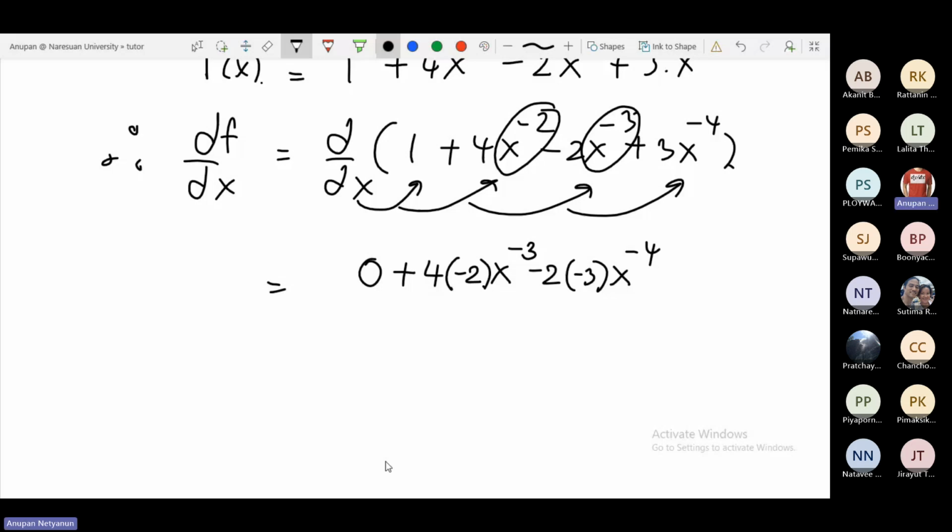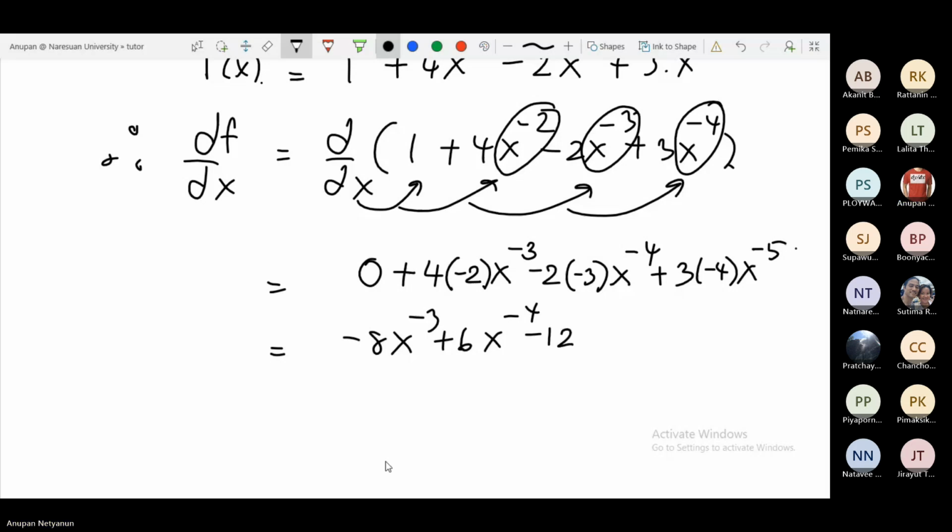Similarly, 3 can come out. Take the derivative of this, bring down negative 4, and reduce negative 4 by 1. You have negative 5. So you have negative 8x to the negative 3. Negative times negative becomes positive, so 2 times 3 is 6, x to the negative 4. And this one is negative 12 x to the negative 5. So that is your solution for this one, right?